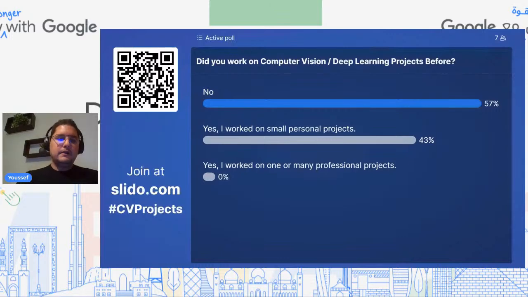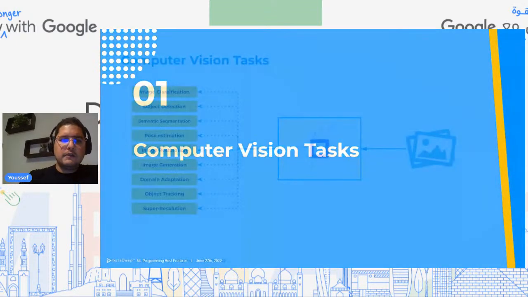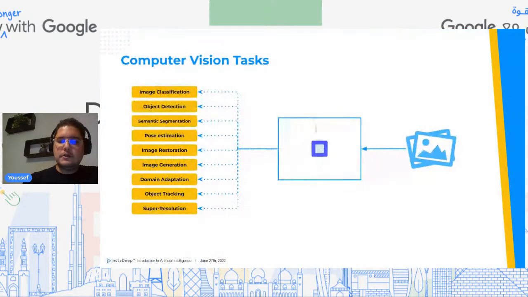For the first part, we'll discuss the different computer vision tasks we have. In computer vision, we have many tasks like image classification, object detection, etc. We'll go through them one by one.